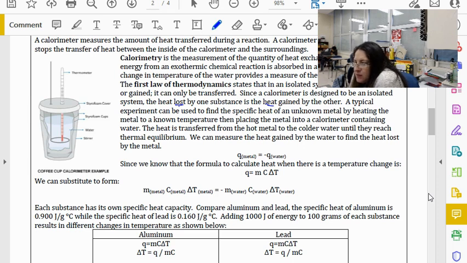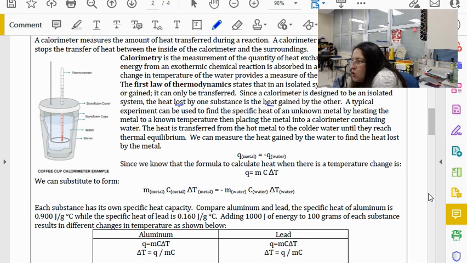The typical experiment then is to find the specific heat of an unknown metal by heating it to a known temperature. So if we put it in boiling water, we know the temperature is 100 degrees Celsius, okay? And then we put it in water of a known temperature, and the heat gained by that water was lost by the metal. And so that's what you're doing tomorrow. You're going to do that with 3 different metals: aluminum, brass, and copper.